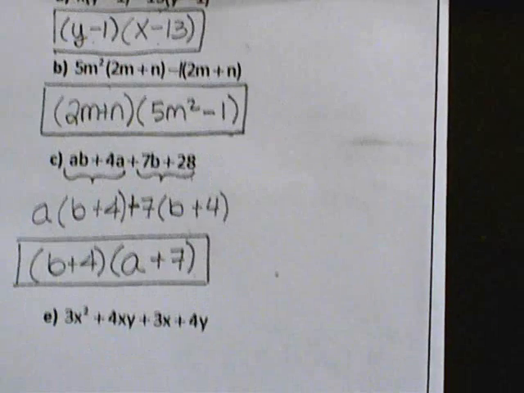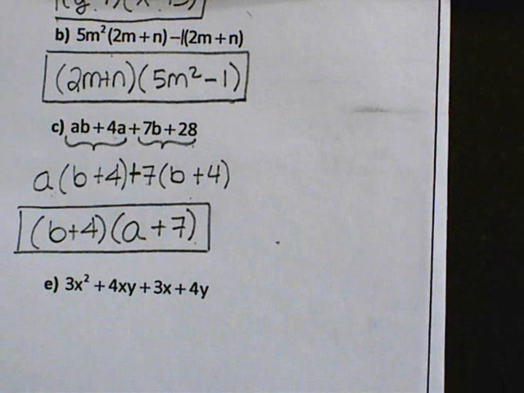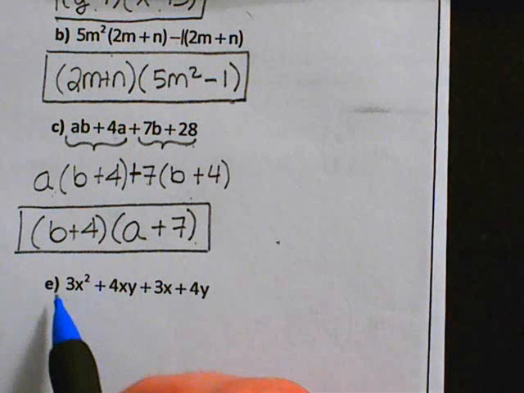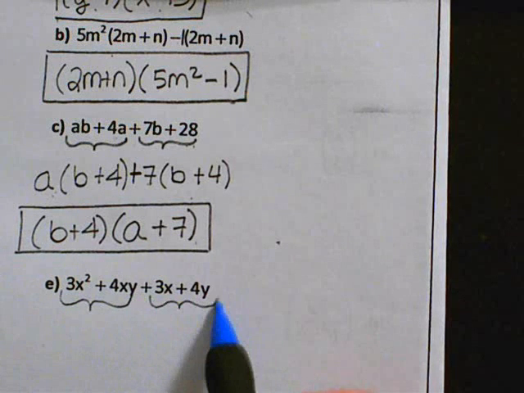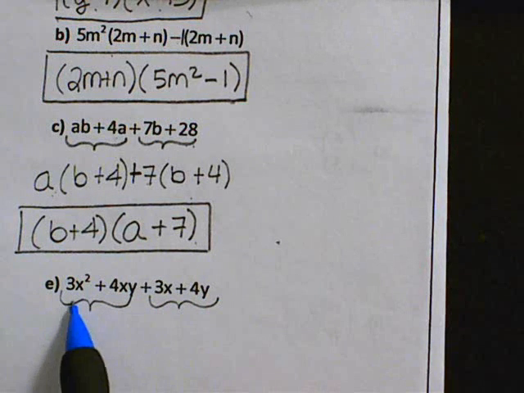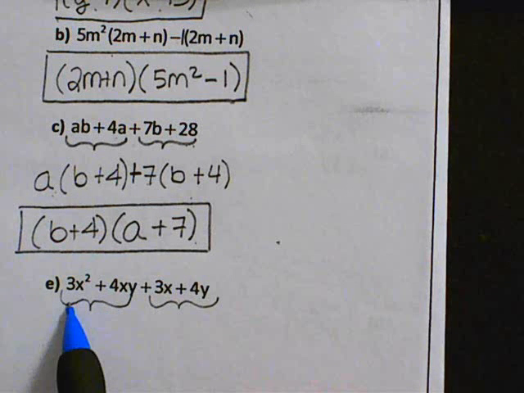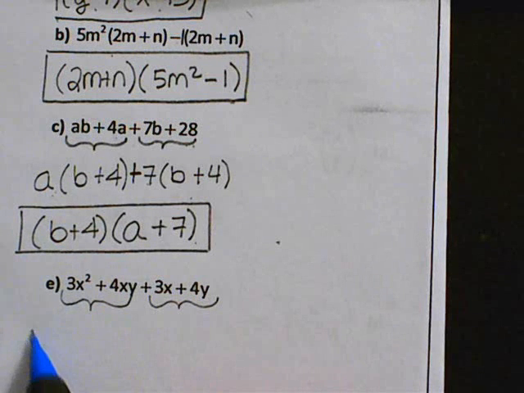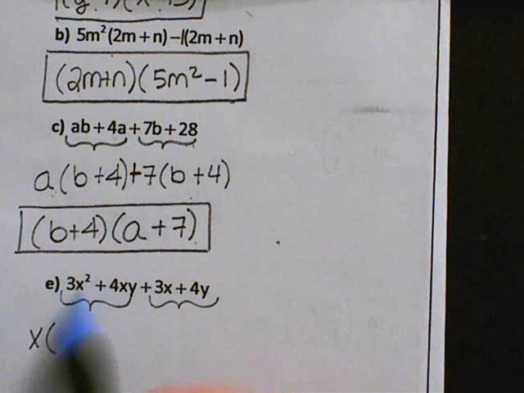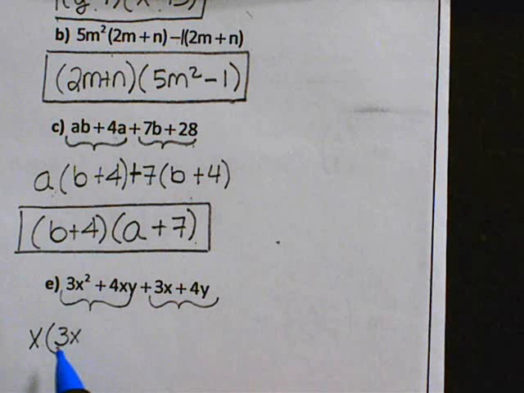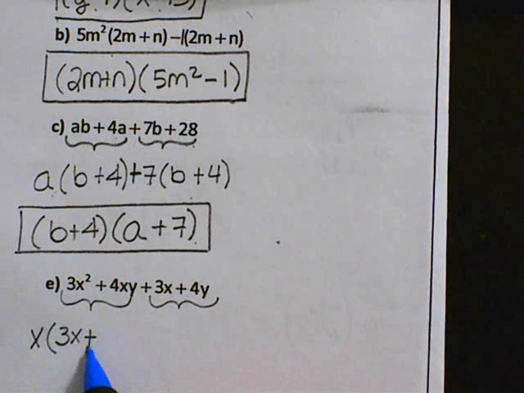Again, ask yourself, can I factor anything from all four? And the answer is no. But if I try to group them into pairs and ask myself, what can I factor from the first two? I can see that I can factor an x. And if I factor out an x, 3x squared divided by x becomes 3x. 4xy divided by x becomes 4y.